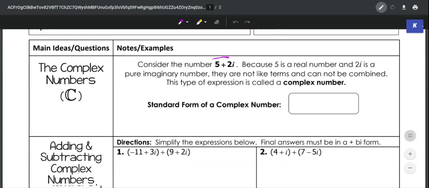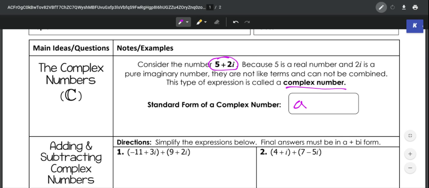So when you look at 5 plus 2i, we can't add 5 with 2i because those are not like terms. One's a real number, one's an imaginary number. It's almost the same way we can't add, if this were 5 plus 2x, we can't add those together. They're not like terms. So this creates something called a complex number.